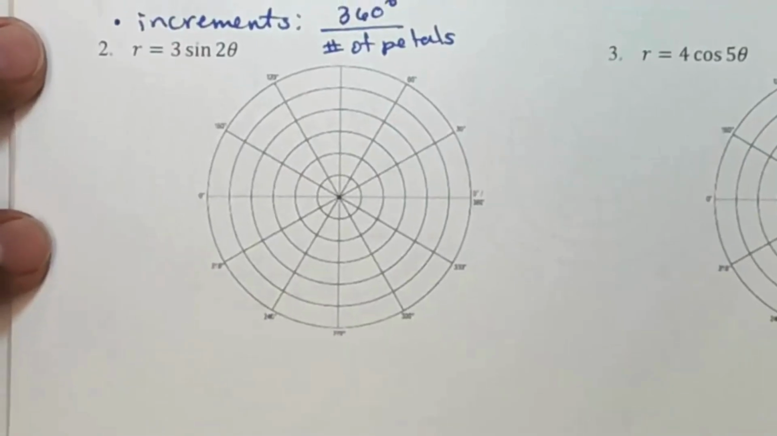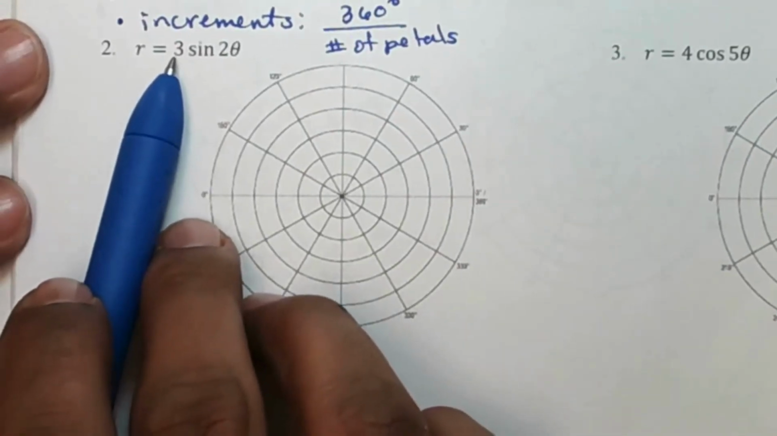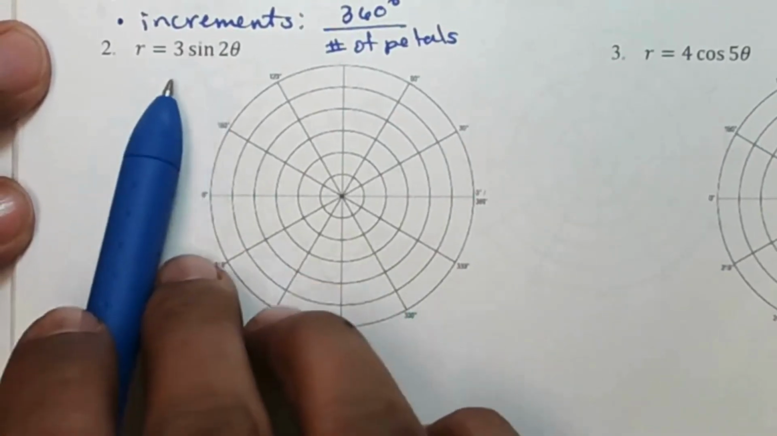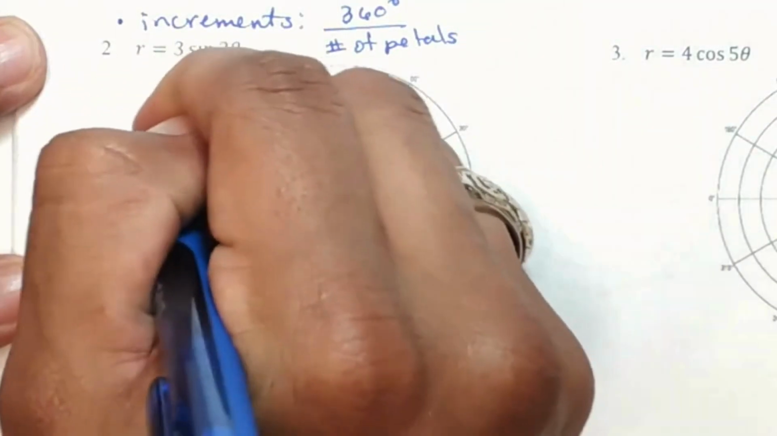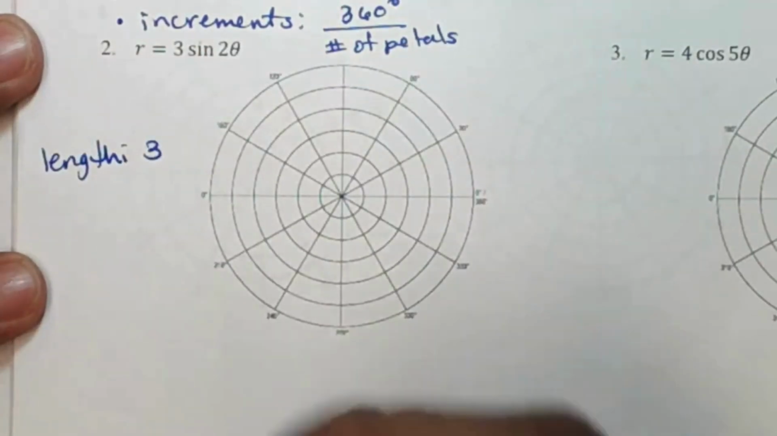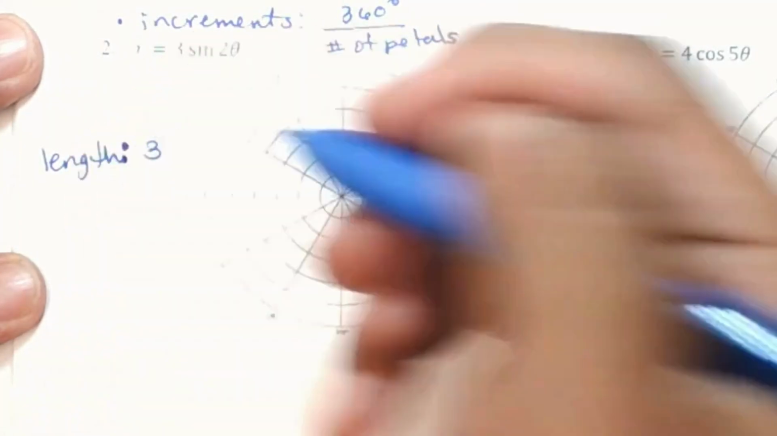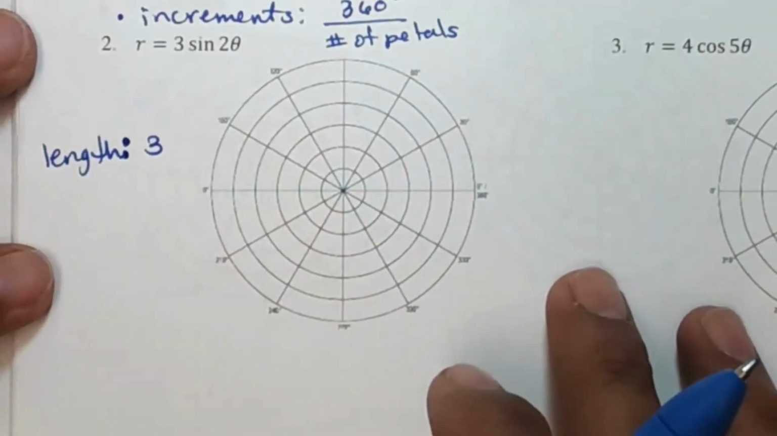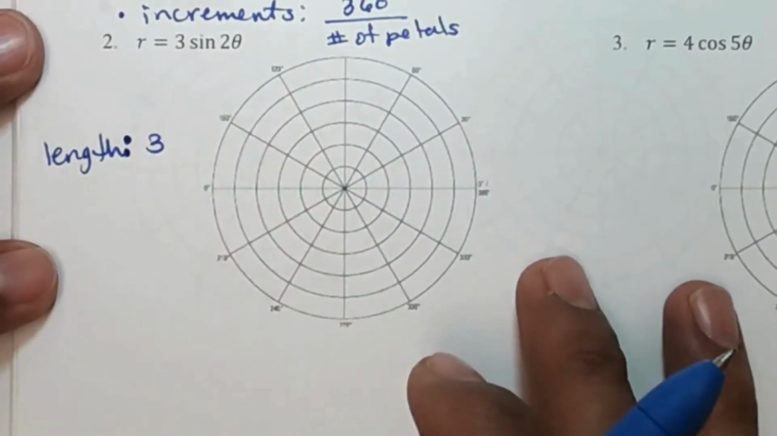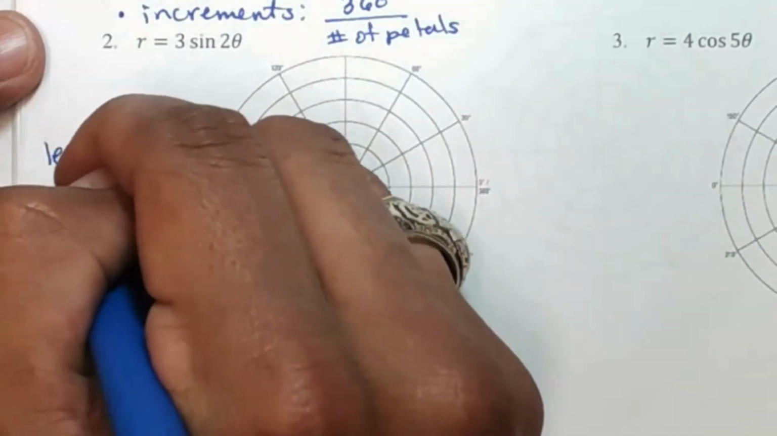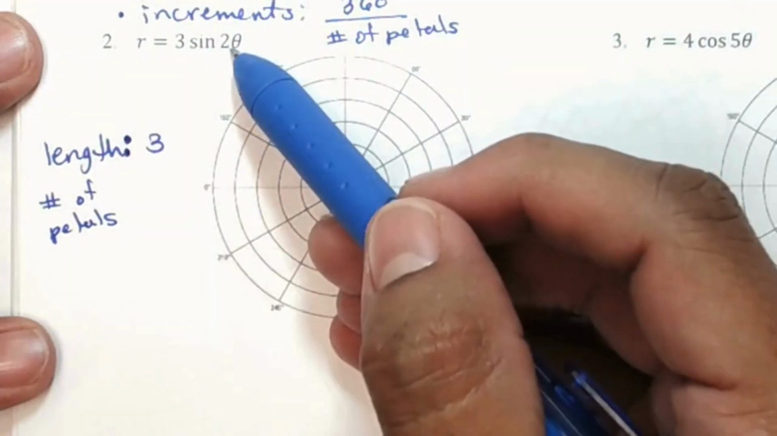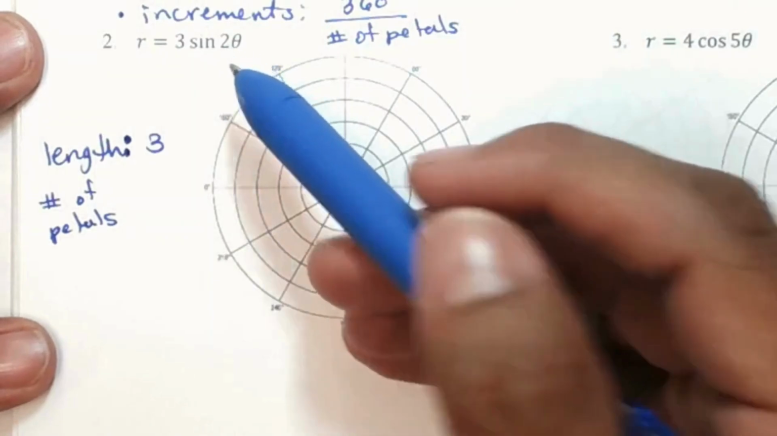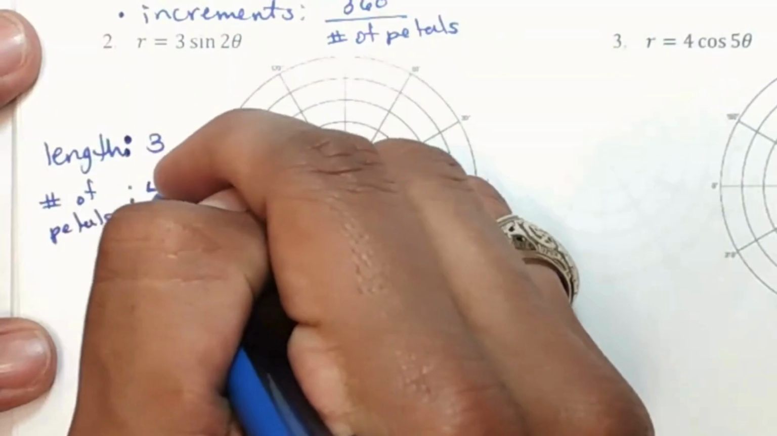So looking at this first problem here, we have a 3 as our constant in front of sine. So that means the length of my petal is going to be 3. It's going to be nice to write this stuff down, one, to show work, and also just to be practicing what information we're going to have. So what are the number of petals that I'm going to have? Well, we have an even number inside with theta, and it's 2, so we're going to multiply that by 2 and get 4 petals.